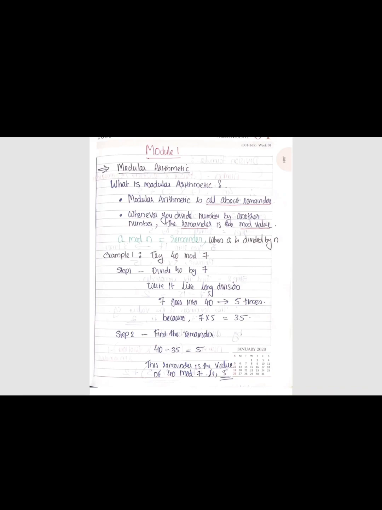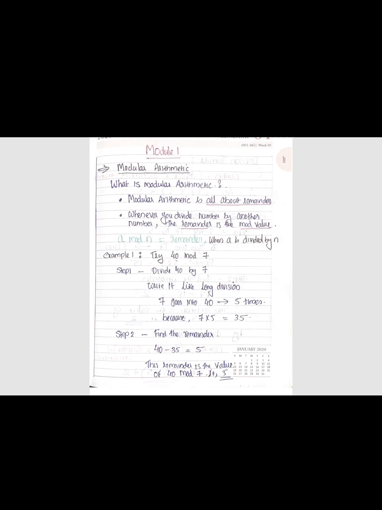What is modular arithmetic? Modular arithmetic is when I divide a number by n, what is the remainder? We write that remainder as a mod n. That is, a mod n equals the remainder when a is divided by n. In a real-life application, for example, consider the clock. 15 is 3 o'clock because 15 mod 12 equals the remainder 3.